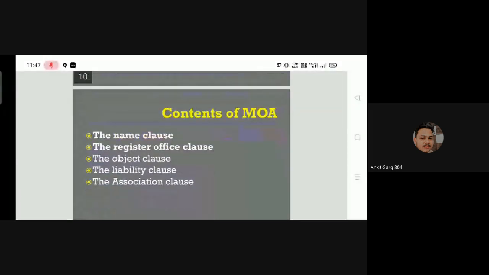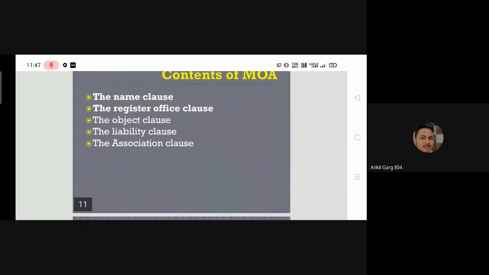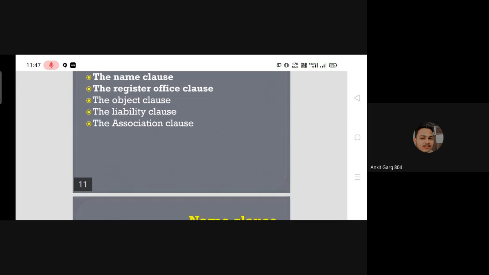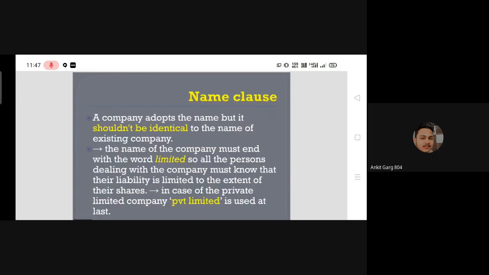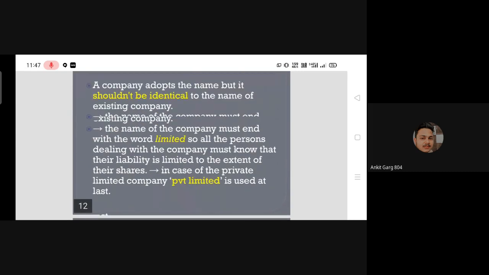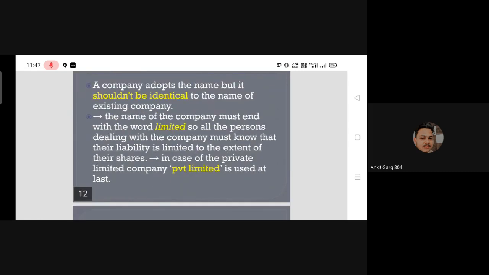Now let's discuss the contents of the MOA. The contents of the MOA are the name clause, the registered office clause, the object clause, the liability clause, and the association clause. Now let's see what is the name clause. A company adopts a name, but it should not be identical to the name of an existing company. It is written that the name of every company should not be identical. It should be different. The name of the company must end with the word Limited.